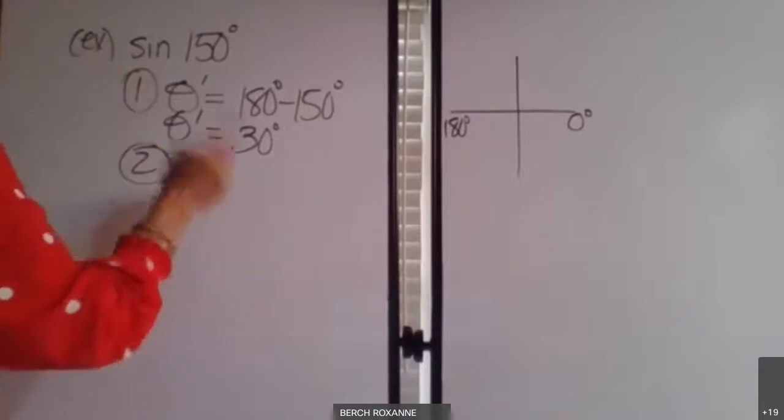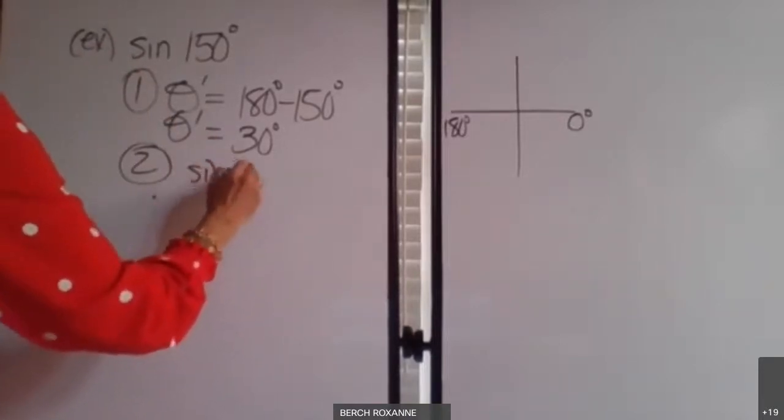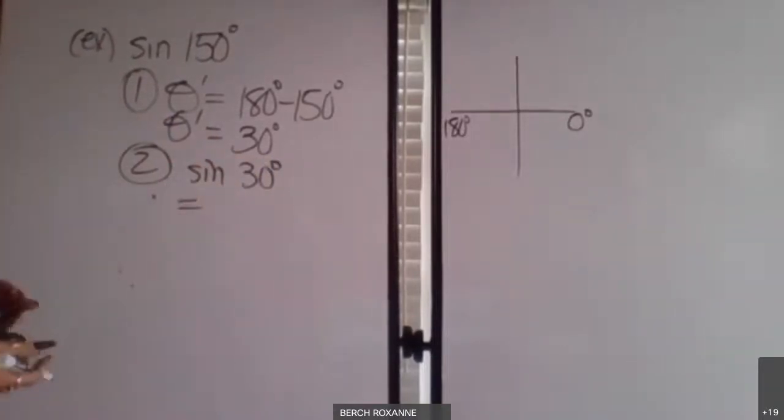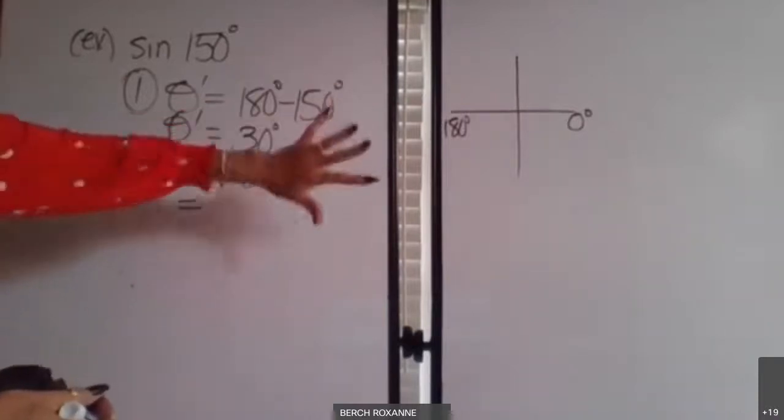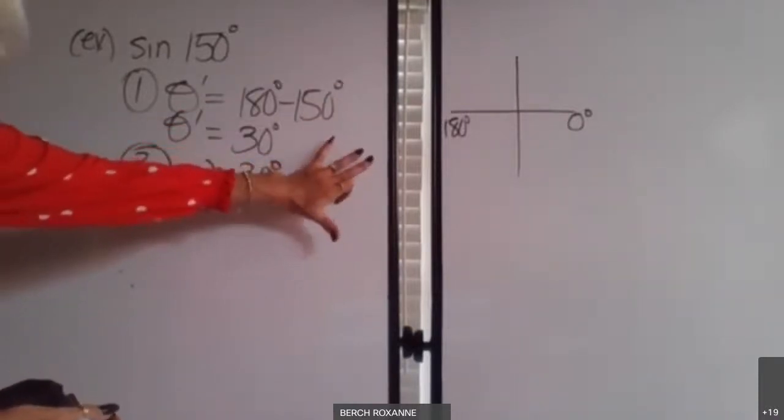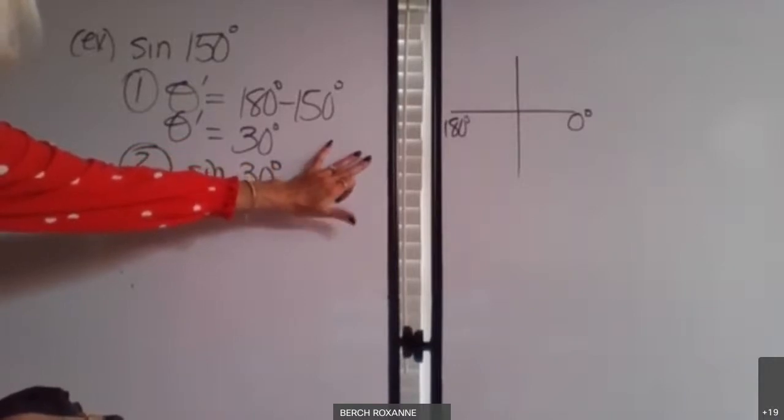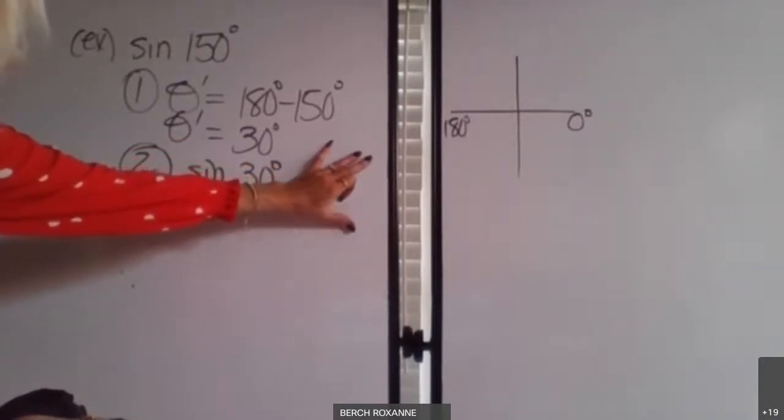So now we're going to take the sine of 30 degrees. Well, this is 30 degrees, isn't it? And are we looking for the y value? What's the y value of the 30-degree angle for the point? 1/2.